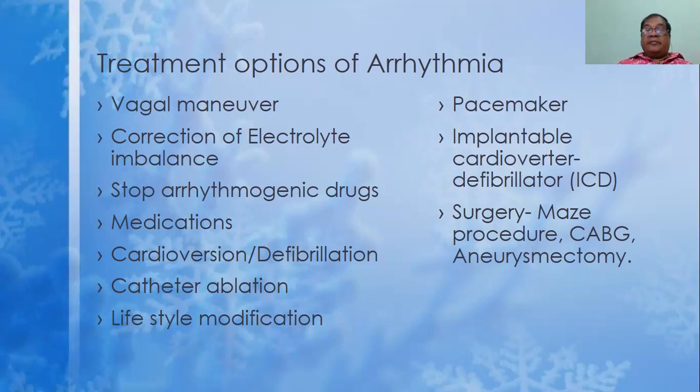Sometimes you need to implant a permanent pacemaker or implantable cardioverter defibrillator. ICD needs to be placed. And sometimes without surgical treatment, we cannot treat it. For example, maze procedure may be necessary. CABG, coronary artery bypass grafting, to correct the ischemia. And sometimes aneurysmectomy may be needed to correct the arrhythmogenic focus.